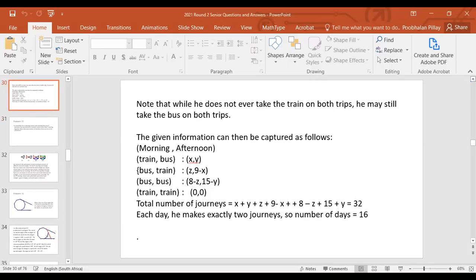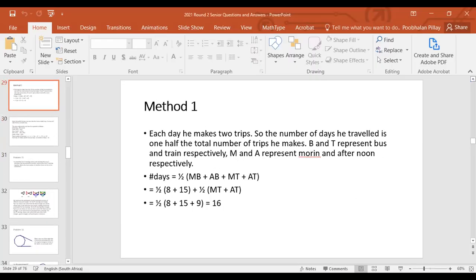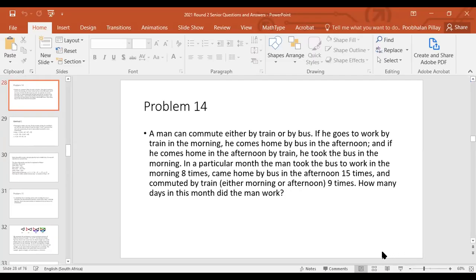Okay, now let's get to problem number 14. A man can commute either by train or by bus. If he goes to work by train in the morning, he comes home by bus in the afternoon. And if he comes home in the afternoon by train, he took the bus in the morning. In a particular month, the man took the bus to work in the morning 8 times, came home by bus in the afternoon 15 times, and commuted by train 9 times. How many days in this month does the man work? This looks like a really horrible problem.